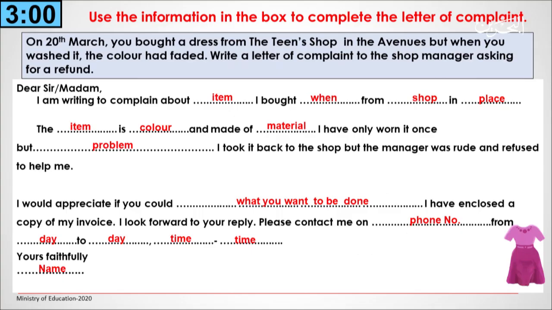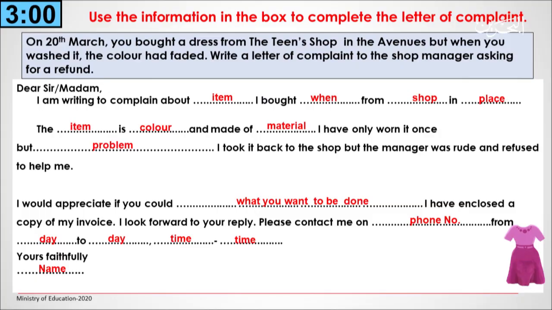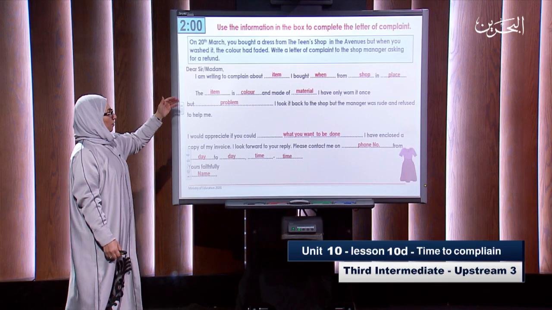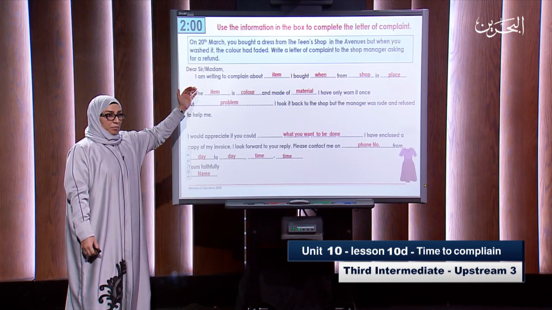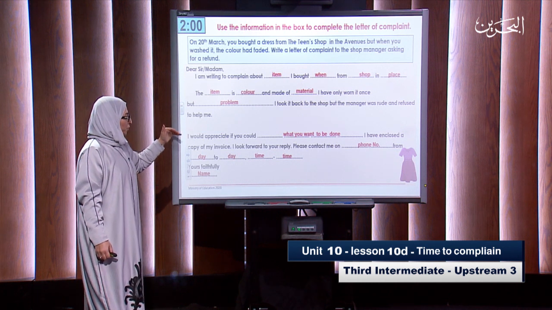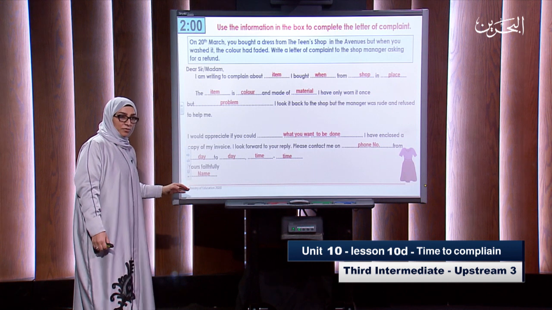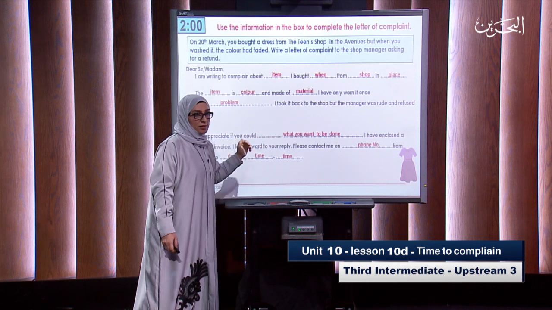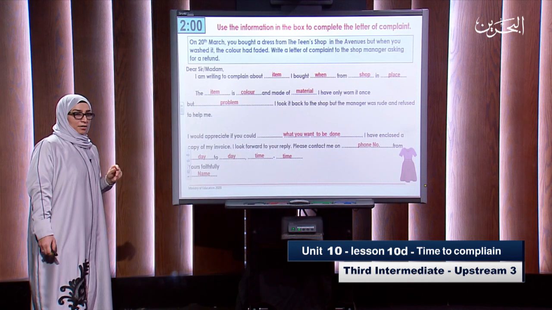Task 4. Here, my dear students, let's read the question together. On 20th March, you bought a dress from the teen shop on the avenue, but when you washed it, the color had faded. Write a letter of complaint to the shop manager asking for a refund. Here is the letter with the blanks. You start with Dear Sir or Madam, and paragraph 1, paragraph 2, paragraph 3. And in the end, you have to sign your name, of course. These are some clues to help you write the letter. I'll give you 2 minutes to do this task.